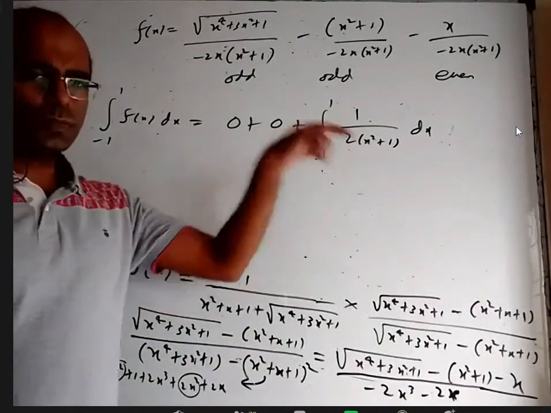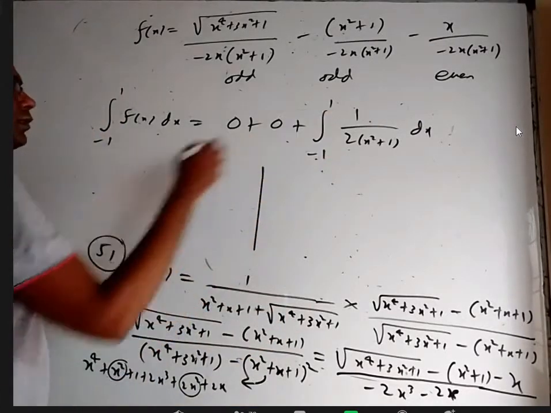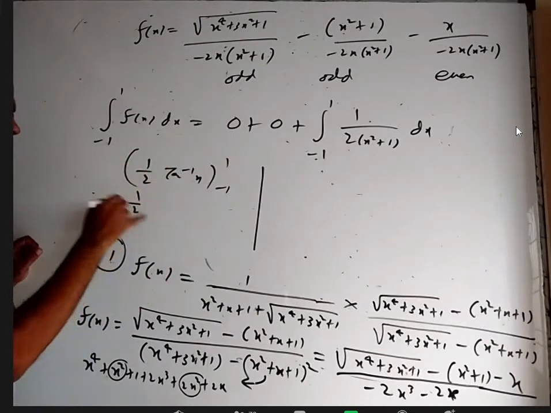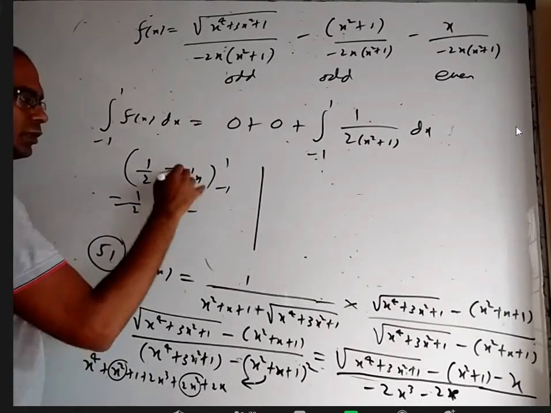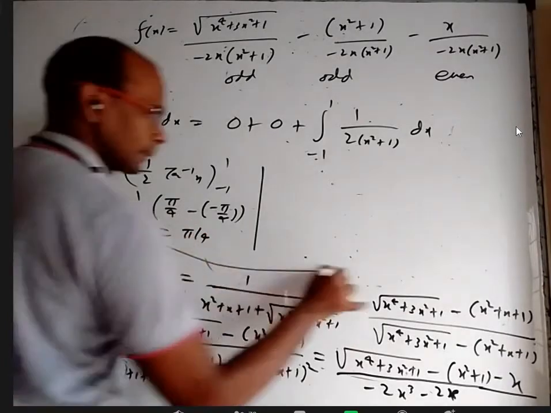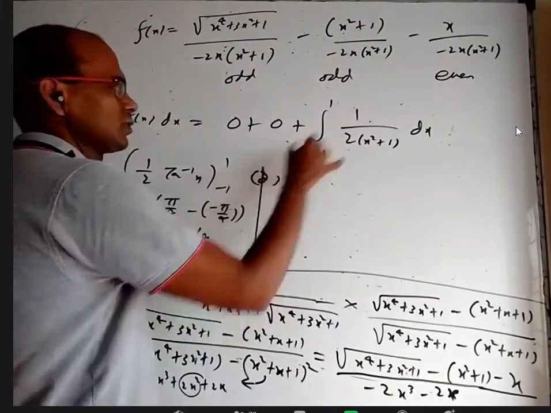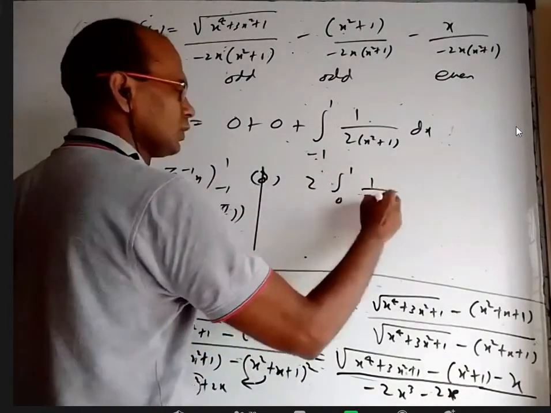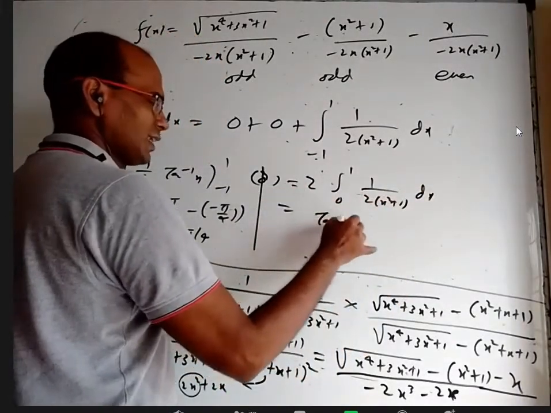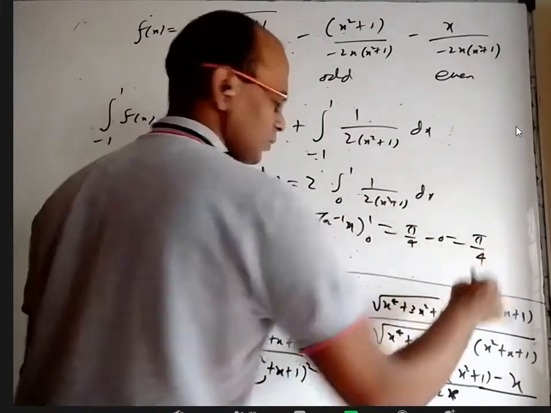If it is even, you can write 2 times 0 to 1, or directly integrate also, not a big deal, both will give the same answer. If you directly take, you will get tan inverse x from minus 1 to 1. When you put plus 1, it is plus pi by 4. When you put minus 1, it is minus pi by 4. You will get pi by 2. Otherwise, because it is even, you can write 2 times 0 to 1, 1 by 2 into x square plus 1 dx. 2 will cancel. You will get tan inverse x, limits 0 to 1, which is pi by 4 minus 0, so you will get pi by 4.